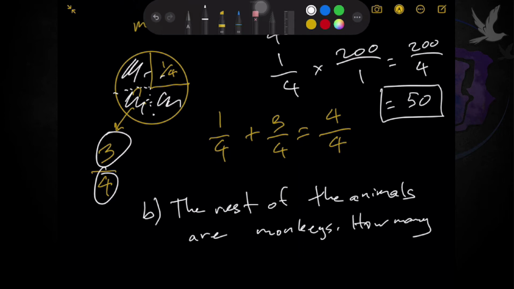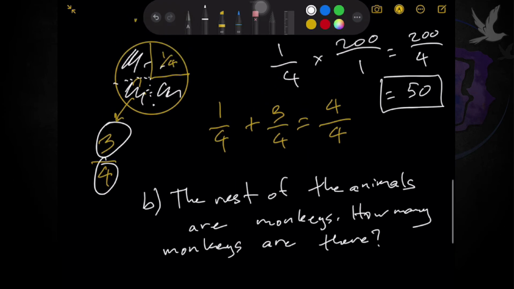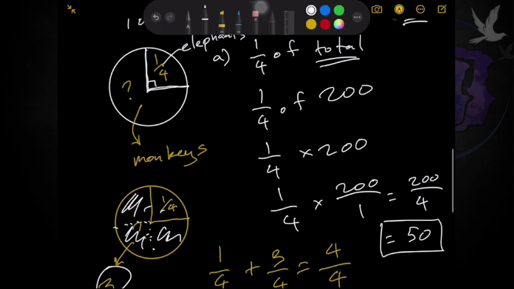How many monkeys are there? So this is just an example, kasi nga, para lang ma-gets nyo yung basic. There are two ways. Since you were able to solve A already, madali na lang yan.